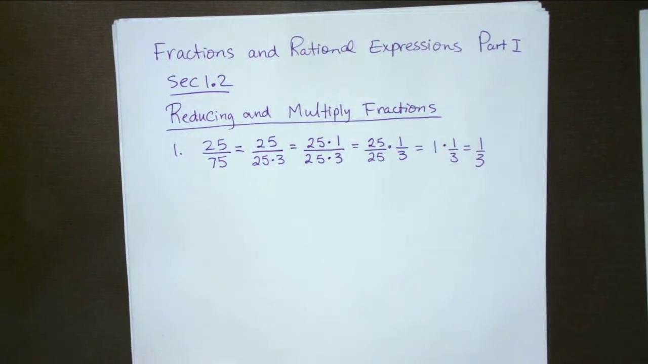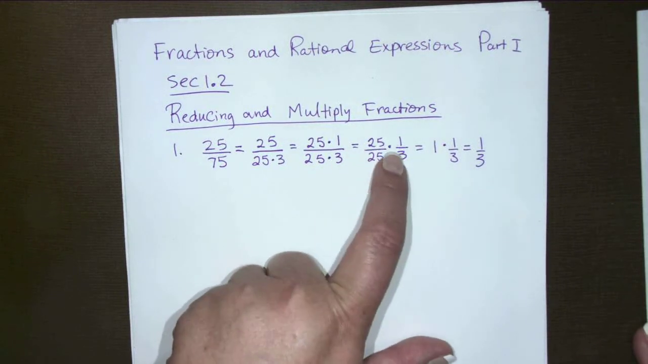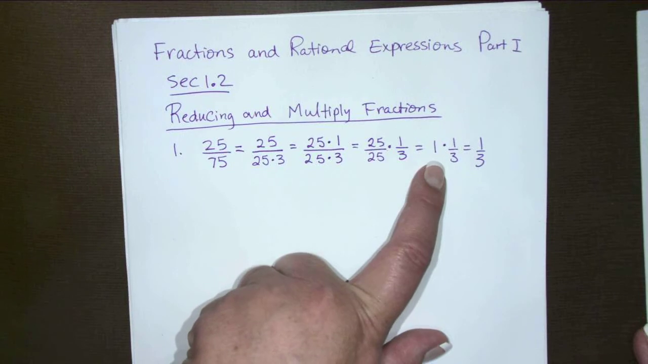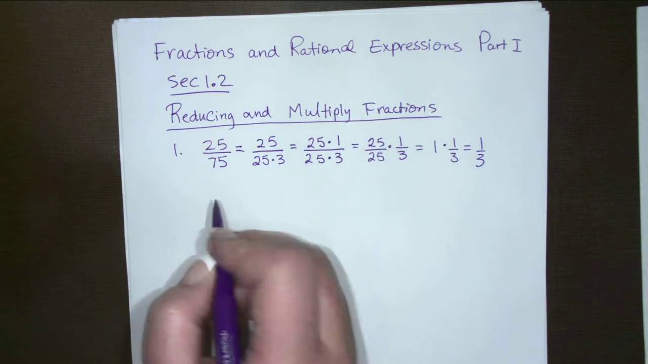now you're not going to do that ever again. But when we cancel something, that's what we're doing. So by crossing off that 25, we're saying it's okay because 25 over 25 is equal to 1. We can factor this fraction to be two fractions. And the 25 over 25 doesn't matter because when you multiply by 1, you get itself. So that's what reducing a fraction is all about.